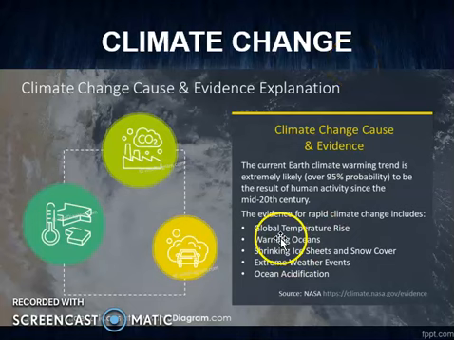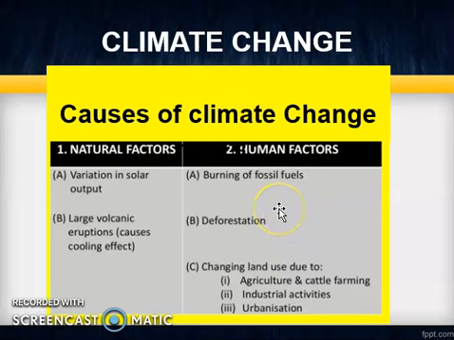So, the evidence of the reason of the problem is based on some of the conditions. The first one, global temperature rise, warming ocean, shrinking ice sheet and snow cover, extreme weather event, and lastly, ocean acidification. Now, let me continue our discussion about climate change.